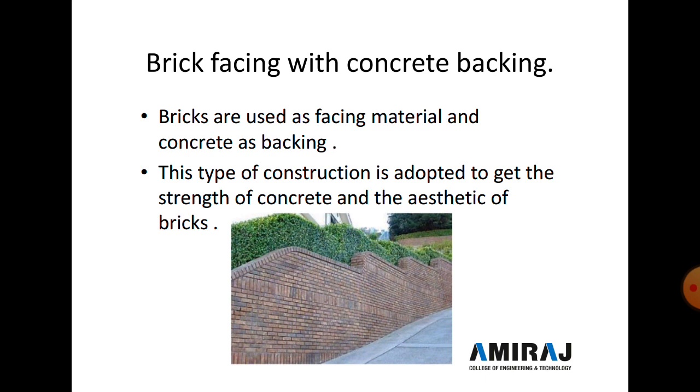So it's a composite masonry. From the front side when we see the brick face, we don't know it's a composite masonry, and we think it's a brick wall, but it is actually a brick facing with a concrete backing wall. So it has a good appearance, and the strength is very good because this wall is constructed with concrete work. This type of construction is adopted to get the strength of the concrete and the aesthetics of the brick.